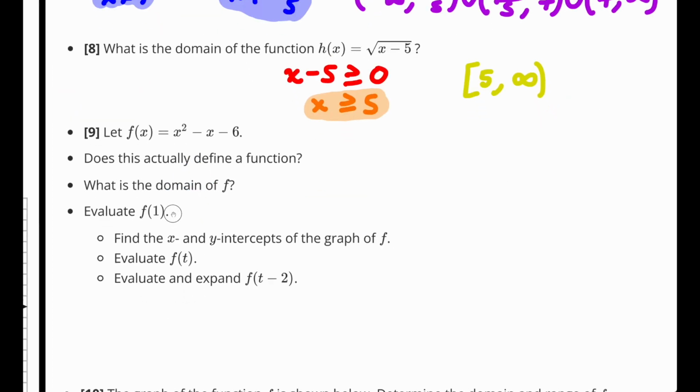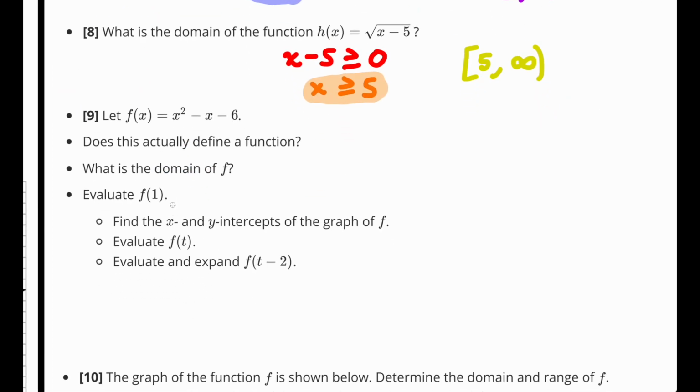Number 9, it says let f of x equal x squared minus x minus 6. Does this actually define a function? And the answer would be yes. Okay, any x you put in there, you're going to get a y value out, and you're only going to get one y value because it's a formula. You're not going to get multiple y values if you plug in one number. That's impossible. If you plug in 1, you're going to get one specific number.